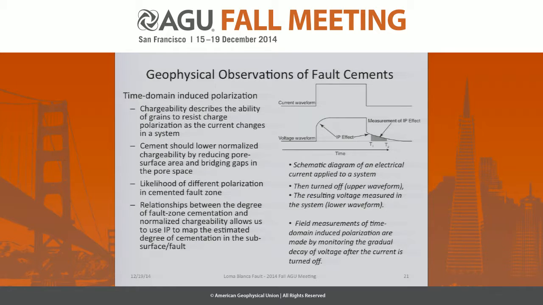And this is an idea that was first observed by Conrad Schlumberger back at the beginning of the days of resistivity, when he noticed that when he turned his resistivity unit off, the signal did not rebound instantaneously to the ultimate one, but rather decayed one way or the other. And observing that decay is what we use to infer this induced polarization in the system, and therefore the chargeability of the material that we're looking at, and then the presence of cements. So we've been doing resistivity surveys. We're planning to do some induced polarization.